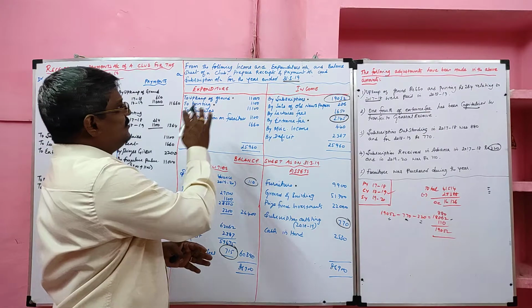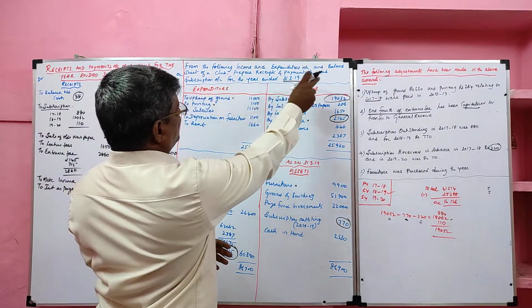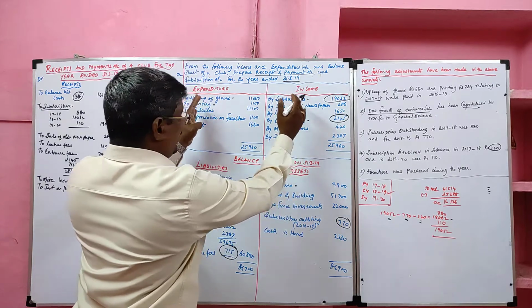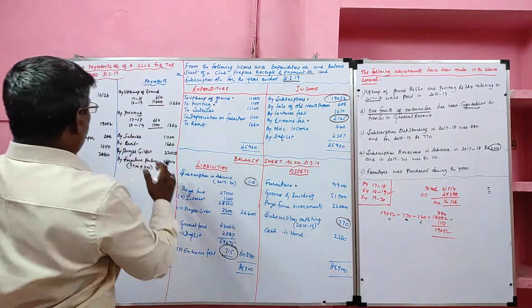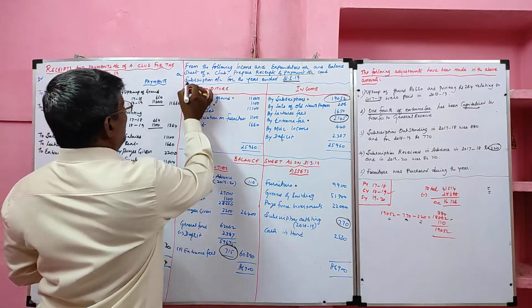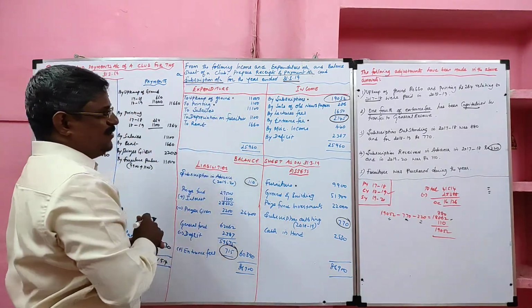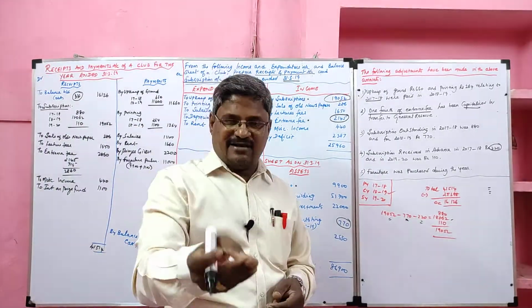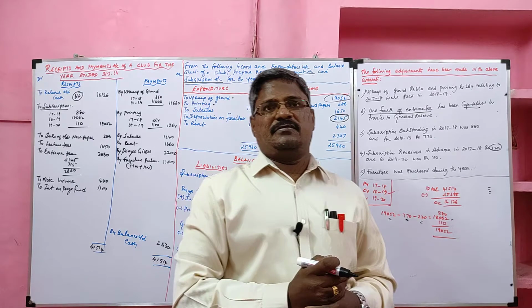Students, here they asked you two questions. From the following income and expenditure account and balance sheet of a club, prepare receipts and payment account. So with the help of the income and expenditure account and balance sheet, I prepared the receipts and payment account. Along with that, they asked one more question. What is that? Subscription account. So we have to prepare the subscription account too. Yes students, let me prepare the subscription account.